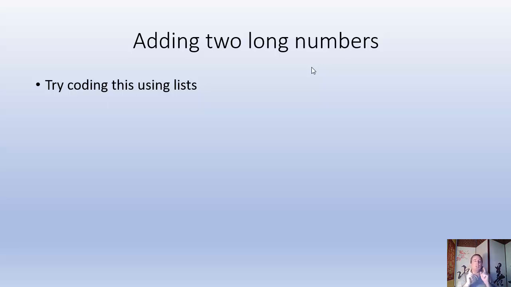Then take every number you've got and split it, because it's a string now. So you want to put it into an array. Not an array, I'm sorry, that's another language. You're going to put it into a list. And then you're going to add them together.